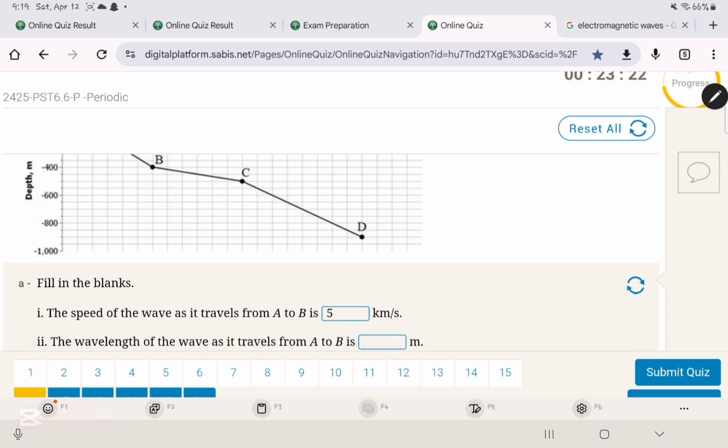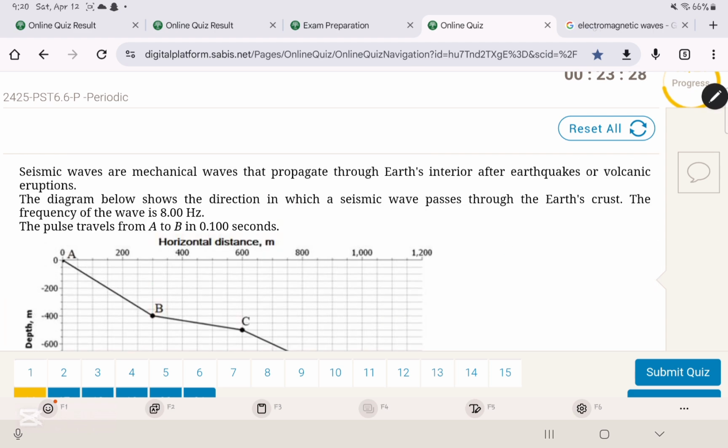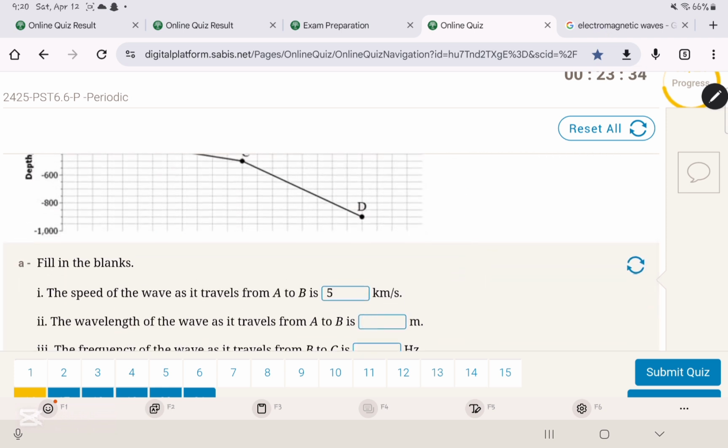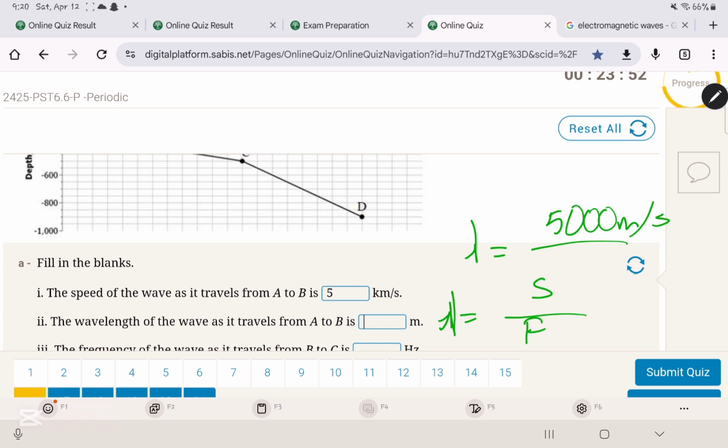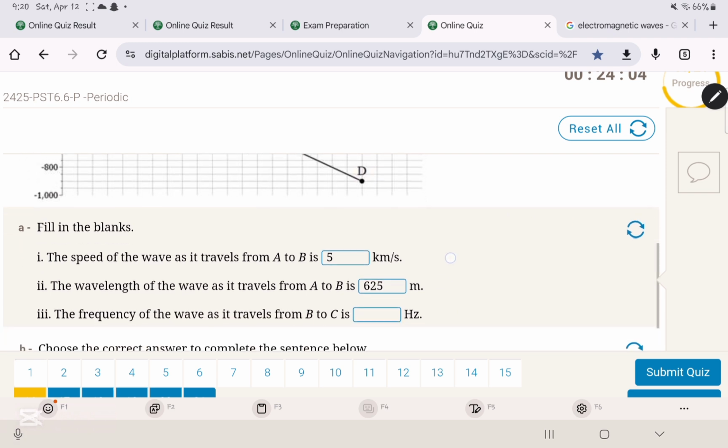Now the wavelength of the wave as it travels from A to B, now we can find the wavelength. So we have the frequency over here, it is what? It is 8 hertz, okay? And we know that the equation to find the wavelength is that wavelength is equal to speed over the frequency. So the wavelength lambda is equal to the speed, which is 5 kilometers per second, or 5,000 meters, which is preferable, per second, divided by what? Divided by the frequency, which is 8 hertz. You will put it together and you will get that the wavelength is 625 meters. So this is 625 meters.